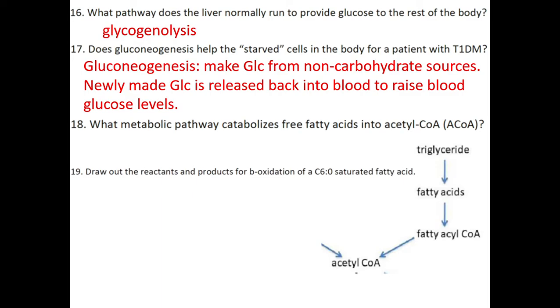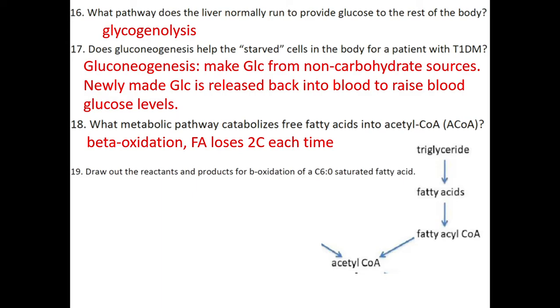So 18, what metabolic pathway catalyzes free fatty acids into acetyl-CoA? Beta oxidation. Okay, so from free fatty acids into acetyl-CoA, this is beta oxidation. Fatty acids will lose 2 carbon each time. This is why we call it beta oxidation. It happens at the beta carbon. Therefore, we lose 2 carbon each time.